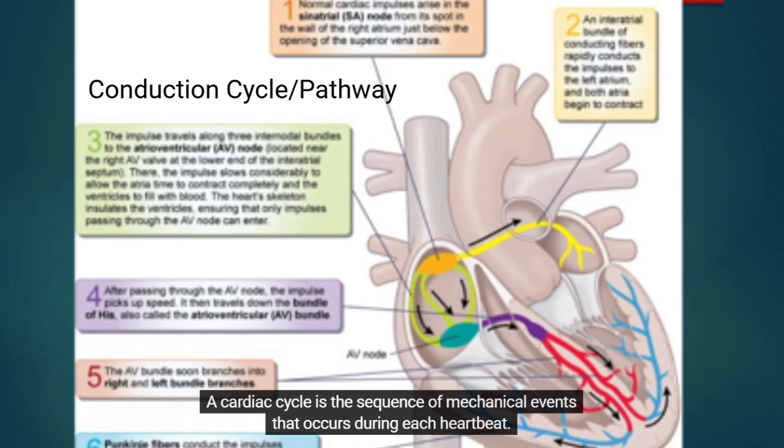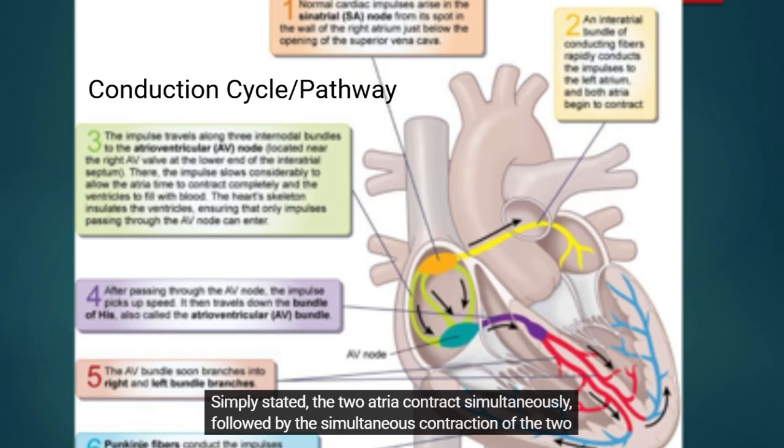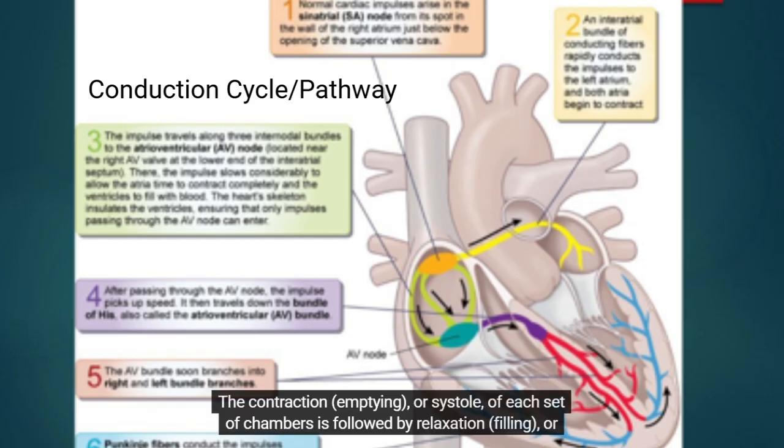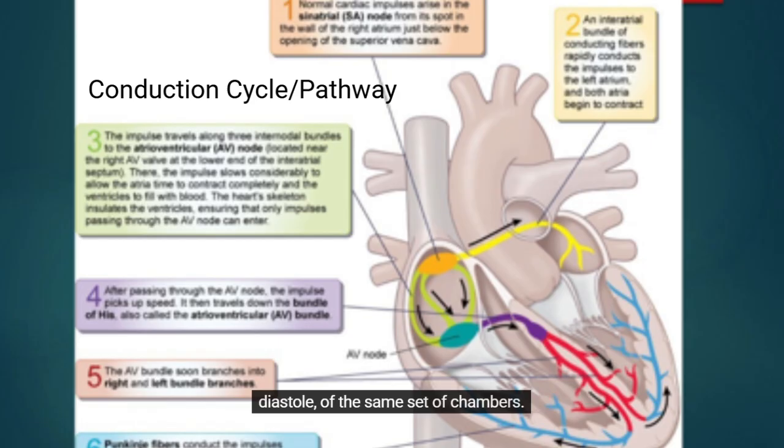A cardiac cycle is the sequence of mechanical events that occurs during each heartbeat. Simply stated, the two atria contract simultaneously, followed by the simultaneous contraction of the two ventricles a fraction of a second later. The contraction, emptying, or systole of each set of chambers is followed by relaxation, filling, or diastole of the same set of chambers.